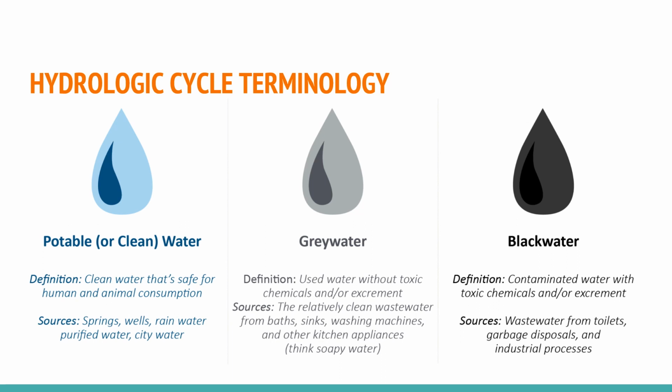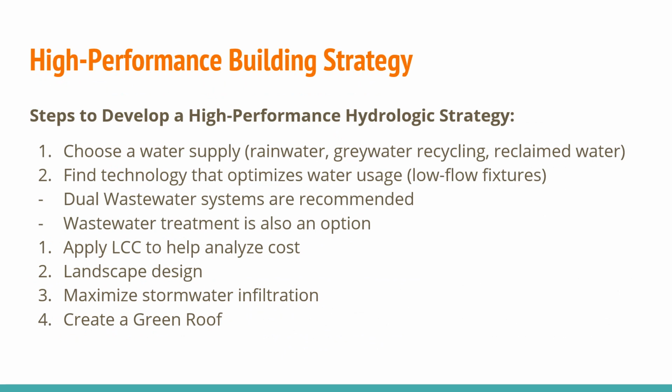Then last but not least, we have black water, which is going to more specifically be that water that's contaminated with toxic chemicals and or excrement. So we have wastewater from toilets, garbage disposals, industrial processes. And why this is important is that when we're trying to develop a high-performance hydrologic strategy, we want to first choose a water supply, and then second, find technology that optimizes that water usage. We're looking at dual wastewater systems and wastewater treatments to kind of help convert more of that gray water and black water into a category higher, so potable and gray water respectively for the two.